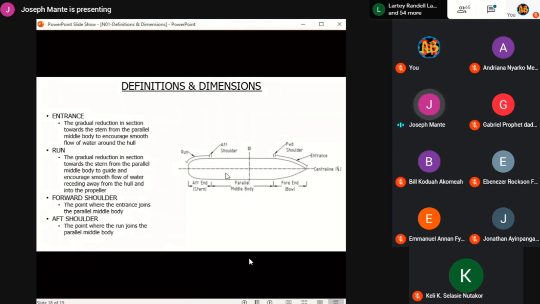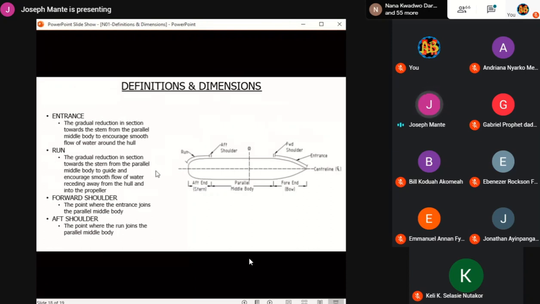So for instance, when you are designing a naval vessel, you've seen that naval vessels have a different, slender shape, rather than the cargo ships and other vessels we are seeing, because they need more speed. So the entrance and all that will also determine the type of vessel you can use, and it all comes in design. When you say entrance, it is the gradual reduction in section towards the stem from the parallel middle body to encourage smooth flow of water around the hull. So that is the entrance.